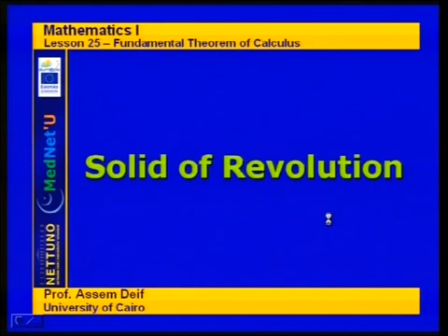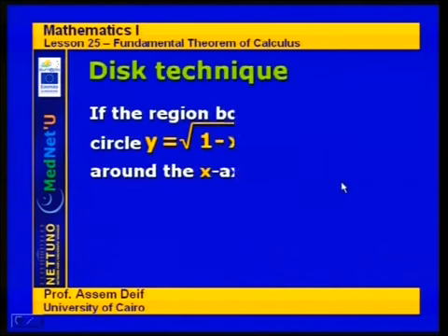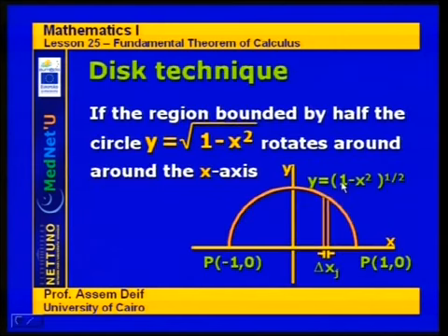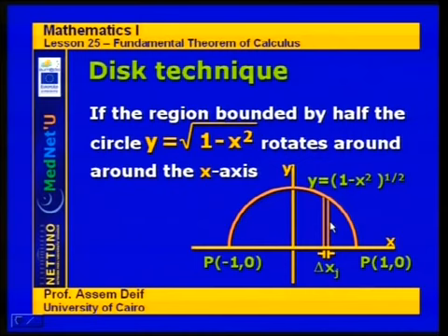Again, you may have solids of revolution. Different integrals allow you to calculate a solid of revolution. Suppose, for example, you have a half circle and this half circle rotates around the x-axis. What do you get? You get a sphere. In fact, each lamina, when it rotates, gives you the volume of a cylinder. The cylinder's volume is equal to what? Pi multiplied by y squared, which is the radius, times dx.